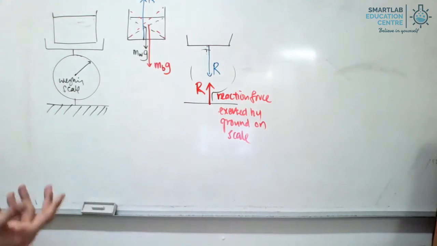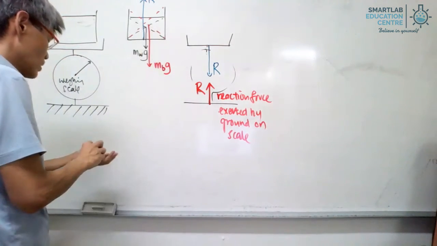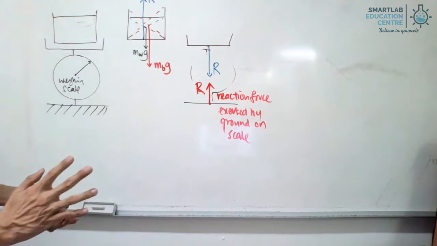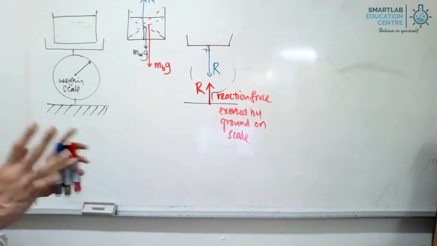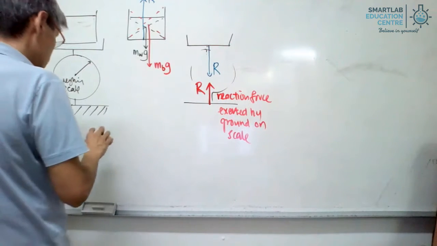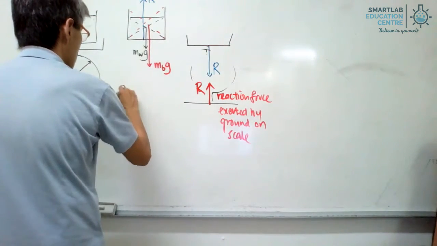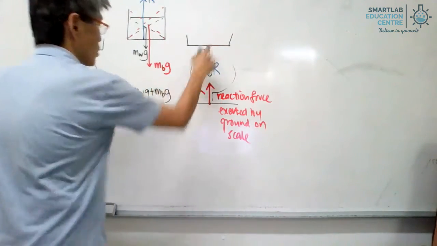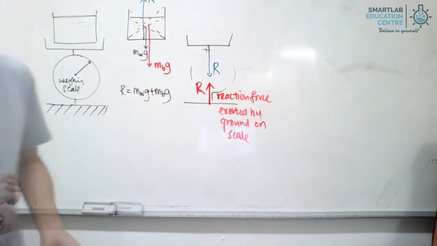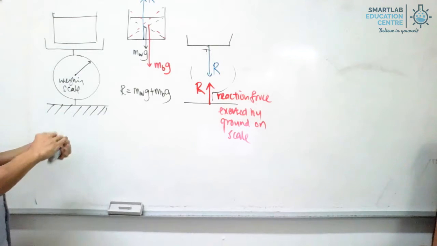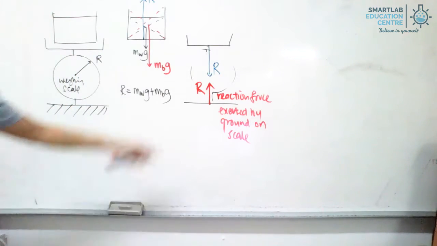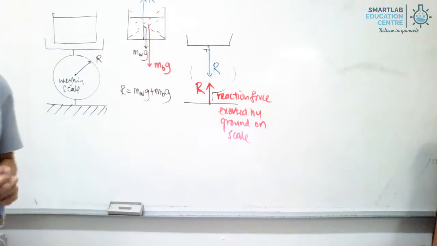So from here, we now know that if the object is static, whatever forces are exerted on the body must vectorially cancel themselves out. In this case, we know that R is equal to mWg plus mBg. Both R values are the same. And clearly, the reading of your weighing scale will now be R, because that's the force that's been exerted on it.